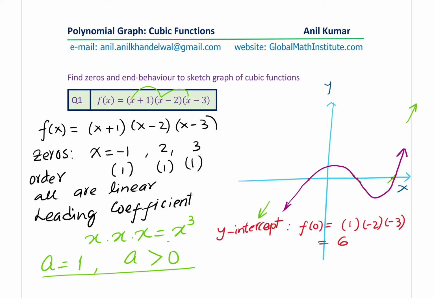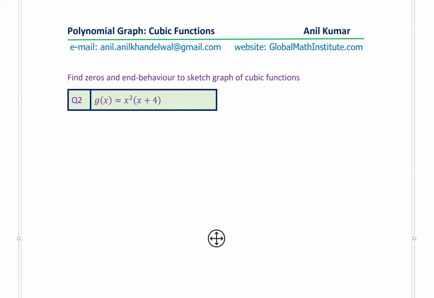So we already have the x-intercepts. Let me write down the values which are at minus 1, 2, and 3. The y-intercept value was calculated as 6. So that becomes the graph of the given function. Is that absolutely clear? That is how we are going to draw it. Now let's take the next example, and I'm sure by the end of this video you will be an expert.